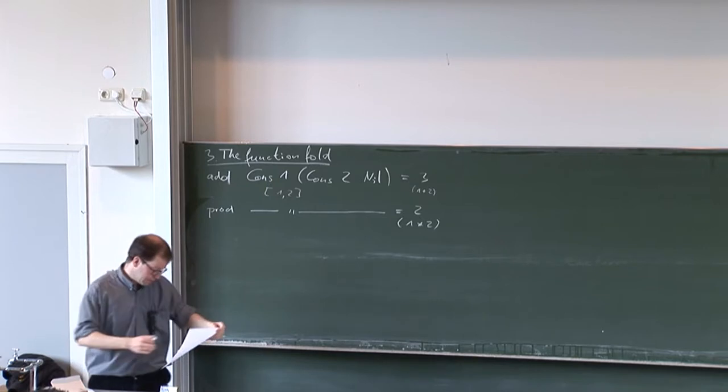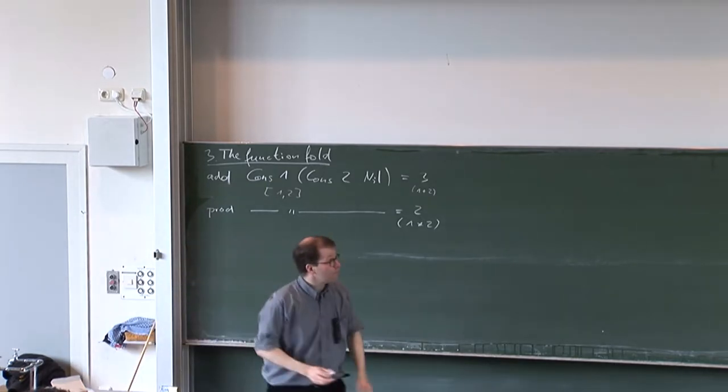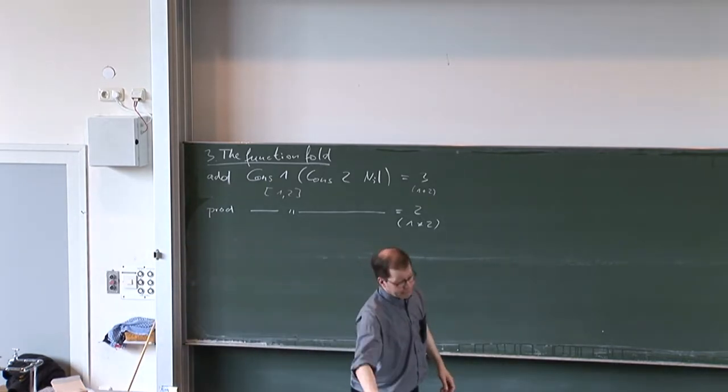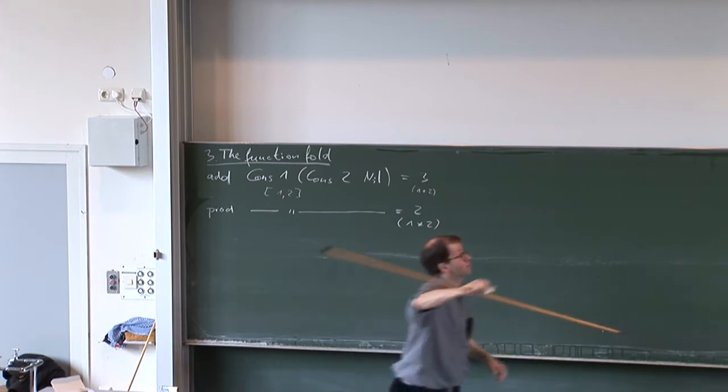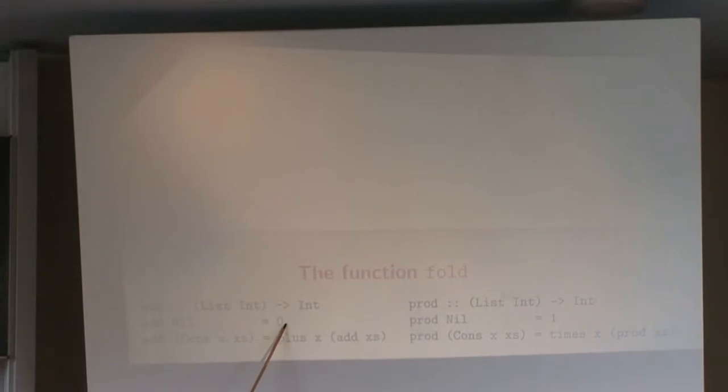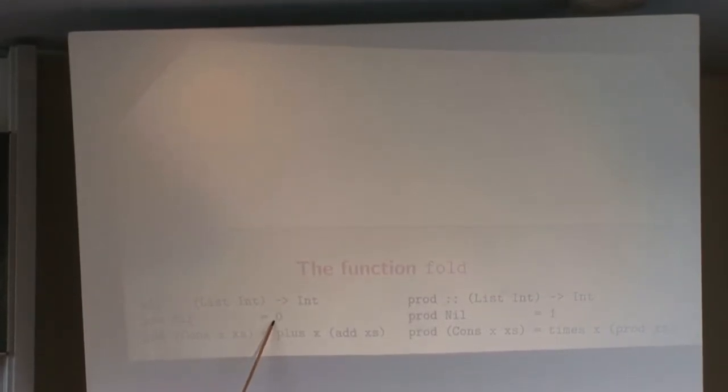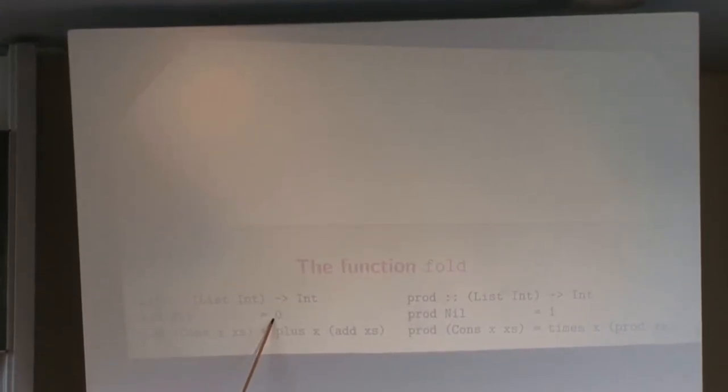Now, how do they operate? Well, this function, if you give it the empty list, it gives you 0. Because if you sum up all elements in a list and the list is empty, you get 0. And if you have a list which is not empty, then you call plus with the first element and the sum of the remaining elements. So this will sum up all the elements.